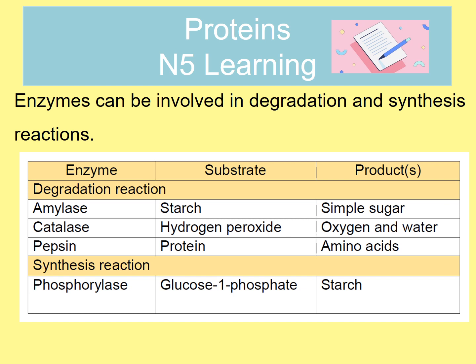Catalase, we've had a look at catalase previously, but it's involved in degradation. Its specific substrate is hydrogen peroxide, and its products are oxygen and water. We also have the enzyme pepsin, which is a degradation enzyme involved in digestion. And pepsin will take large protein molecules and break them down into their component amino acid molecules. Our example of a synthesis reaction enzyme is phosphorylase, which can be found in plants. Phosphorylase acts on the substrate glucose 1-phosphate, and it builds those small molecules up into large molecule starch.